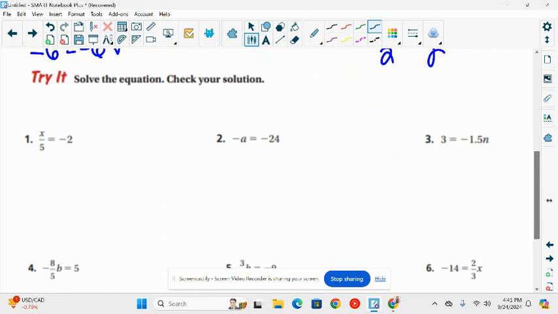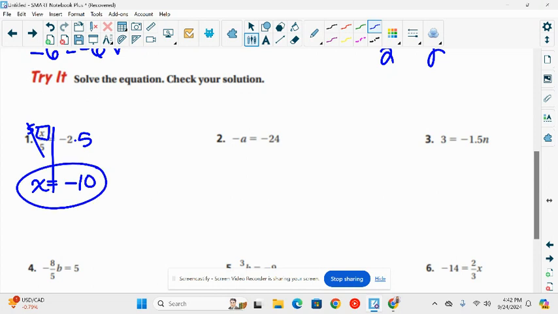Alright, so I want you to try number 1 on your own real quick. I'm going to give you about 60 seconds to try that. Alright, so what you should have done is you should have chopped it, boxed it, and done the opposite. I've multiplied by 5 on both sides, and so I should have got x equals -10.